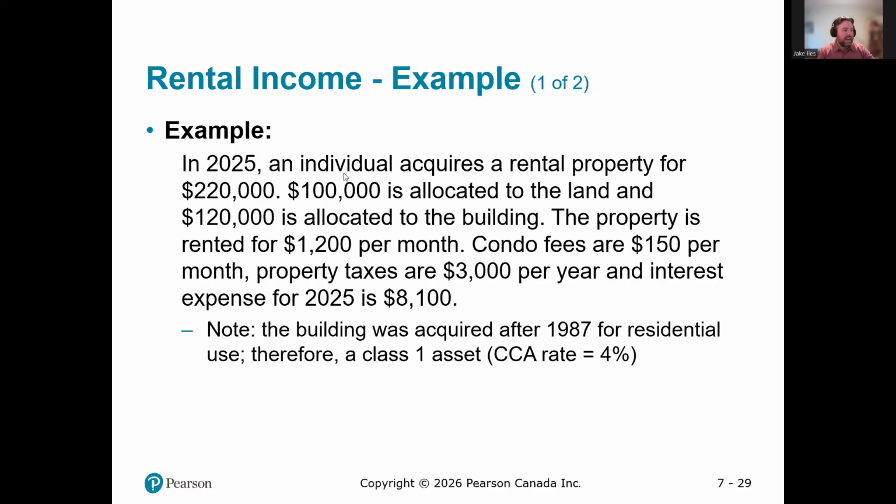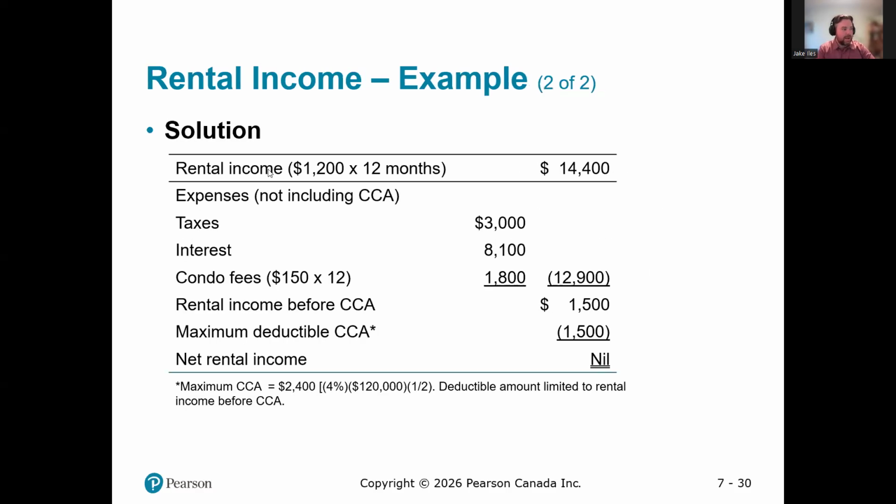So in 2025, an individual acquires a rental property for $220,000. $100,000 is allocated to the land, so the business portion is $120,000. The property is rented for $1,200 per month. Condo fees are $150, property taxes are $3,000 per year, and interest expense is $8,100. So we go through the income amounts.